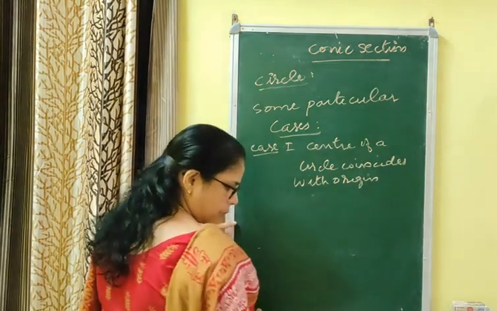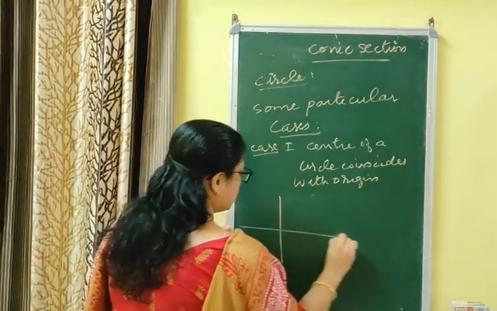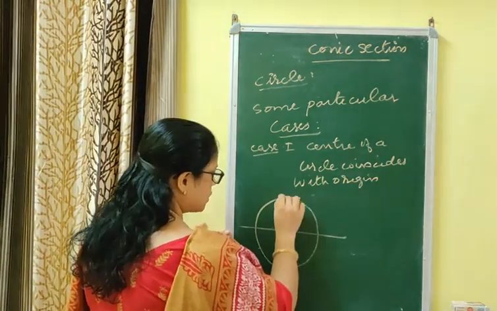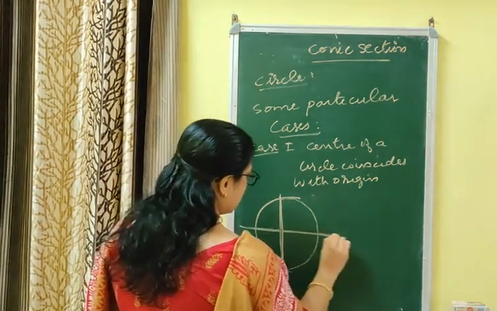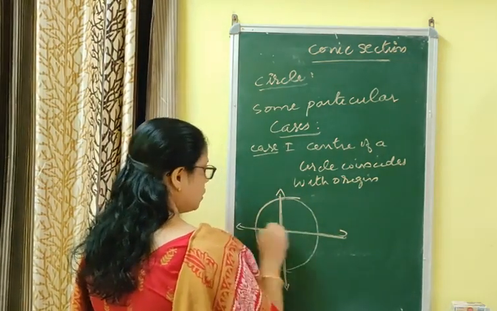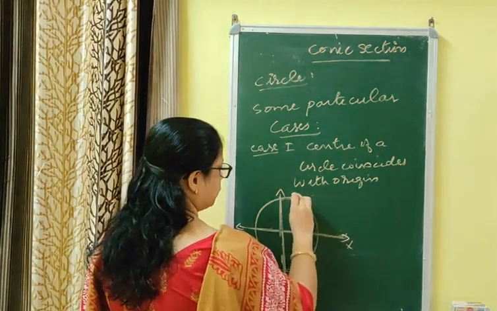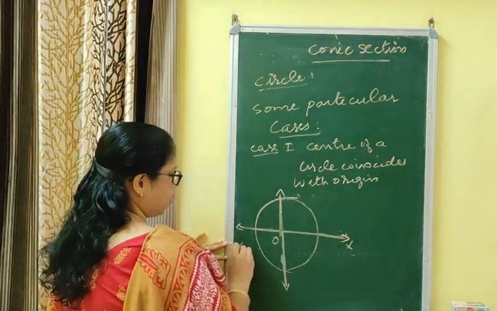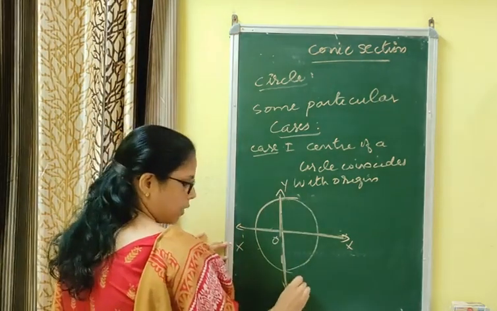Coincides with origin. Suppose this is the 2D plane and I am drawing a circle whose center coincides with the origin. The coordinate of origin is 0, 0. Draw the axes X'OX and Y'OY.